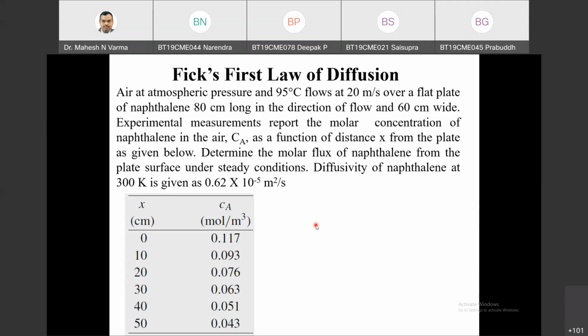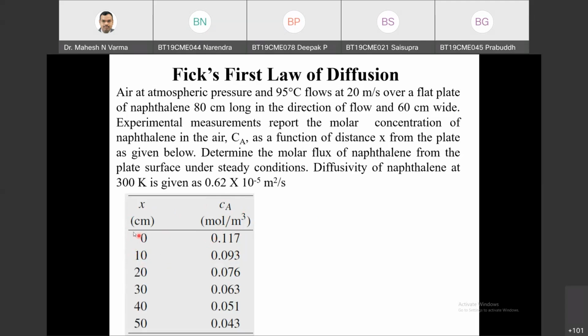Okay, so that is one way. Another way is we can do it with the graph also, sir. Very good. How? We need to find the slope. Excellent. You will plot CA versus x, and draw a tangent at x equals 0. The slope of the tangent will give you dCA by dx. That is one way. Another way is just you can use this value, because this is the nearest value.